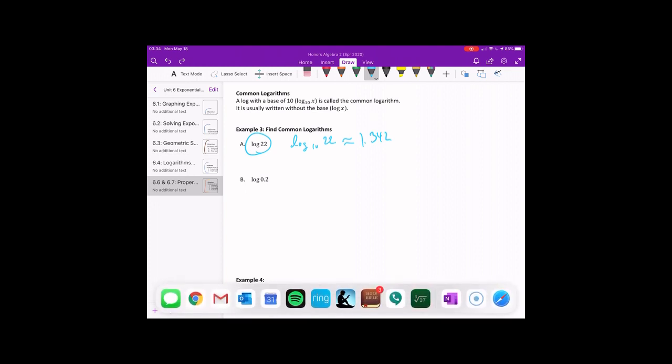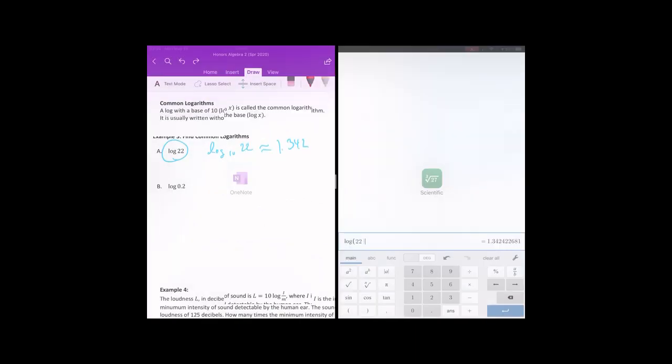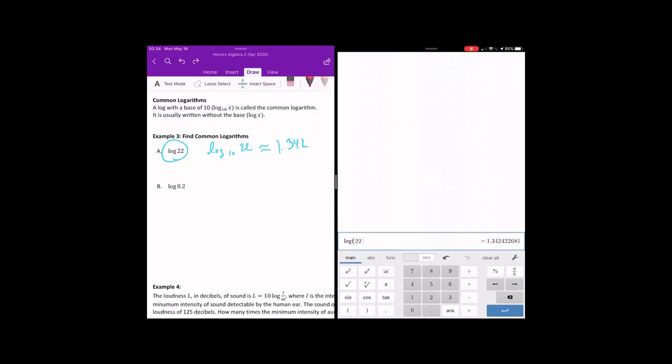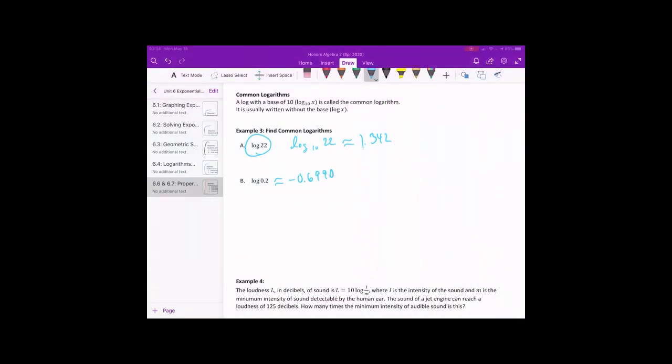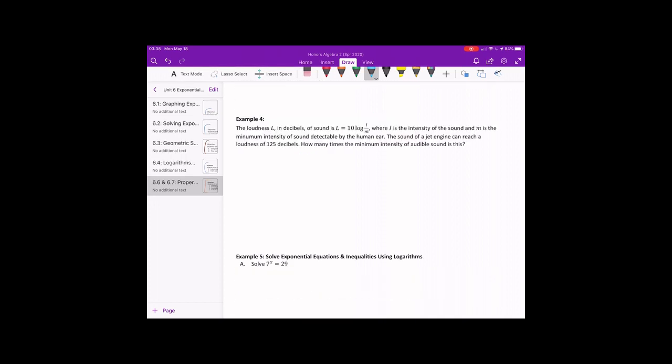And so, trying to get this to come to the side here. If we change out that 22 for 0.2, we're going to get negative 0.698. And so this is approximately negative 0.6989, so 0.6990 with rounding, right? Okay. That's it. I mean, it's just going straight to the calculator and doing those. There's nothing crazy. All right, so let's look at example 4.